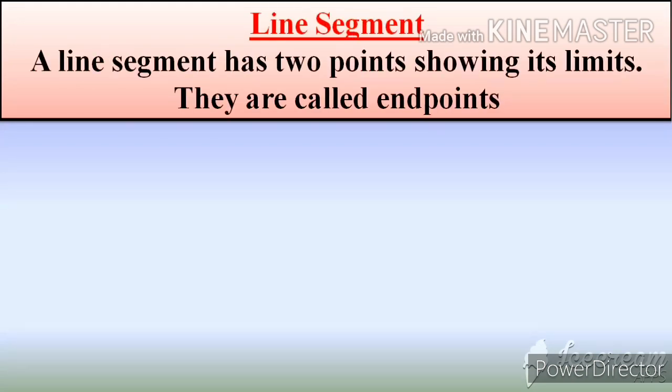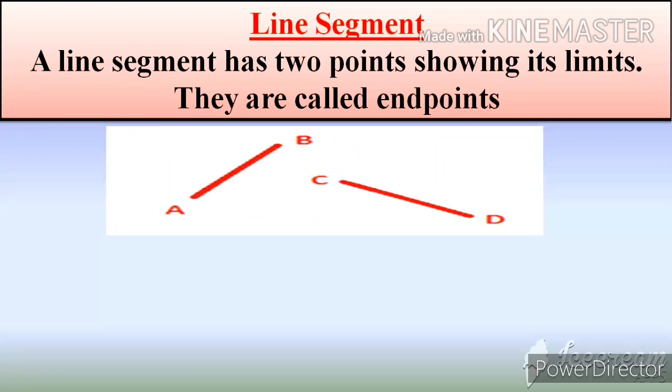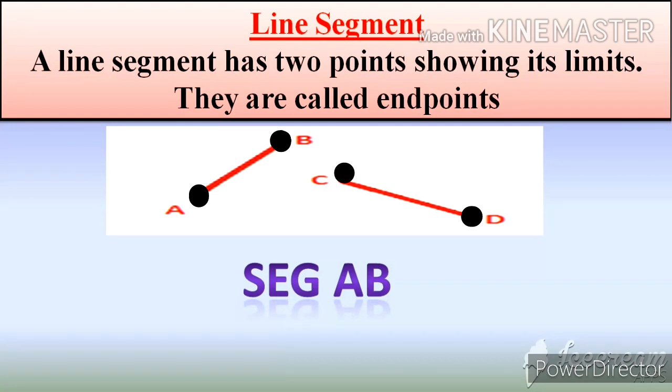Line segment. A line segment has 2 points showing its limit. They are called endpoints. You can see in the figure AB and CD are the 2 segments with the 2 endpoints.